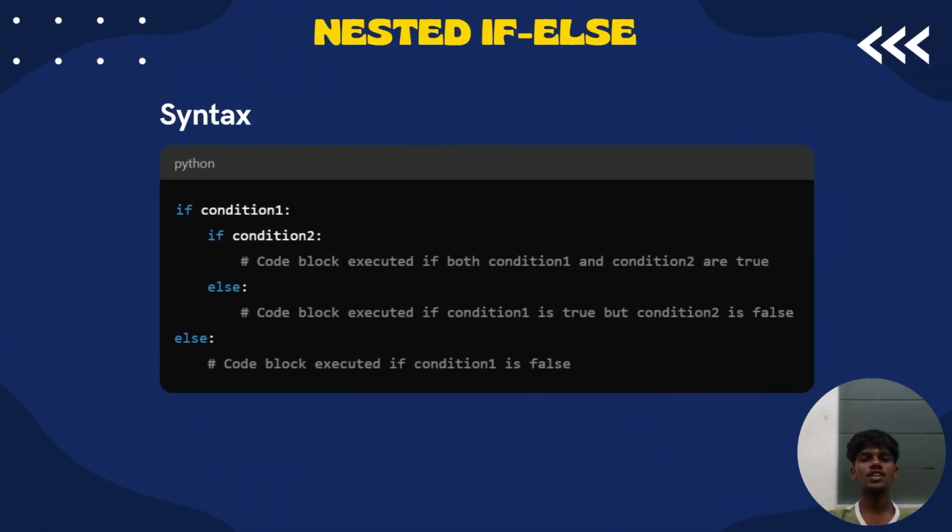The syntax of nested if statements is: if condition 1, here if another condition 2, code block executed if both condition 1 and 2 are true. Else, code block executed if condition 1 is true but condition 2 is false. Else, code block executed if condition 1 is false.